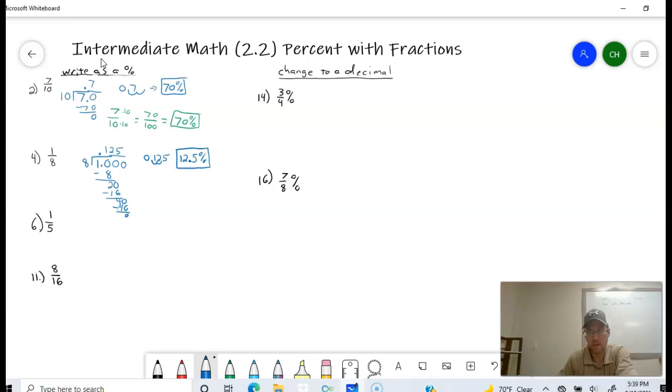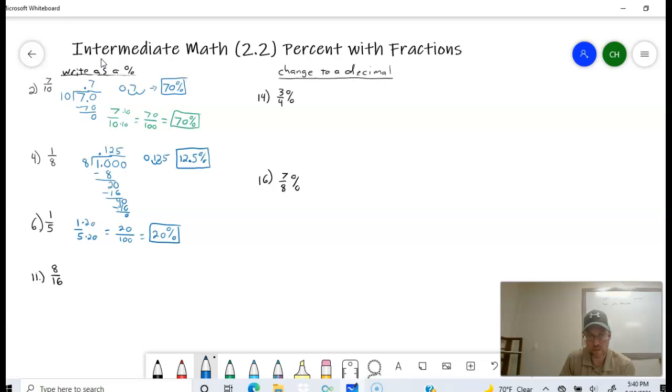All right. 1/5. I need to recognize that I can turn that denominator and multiply by 20. Multiply the top by 20. I get 20/100. My answer is 20%. So you can kind of see the advantage of recognizing that if it's over 100, it's already pretty well done for you.